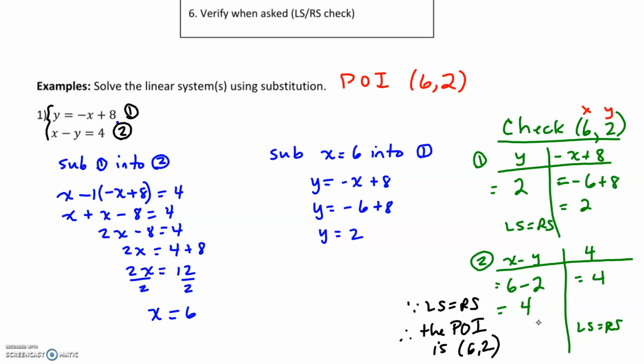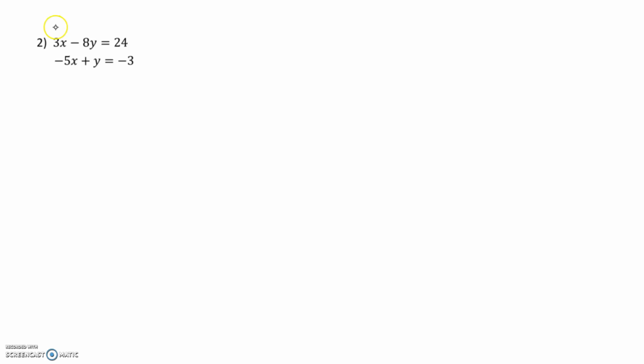We're going to follow the same steps for these two. So let's start. This is our linear system. This is equation 1, and this is equation 2. First I have to rearrange one of the equations so that x or y is by itself. I can see in equation 2, y doesn't have a coefficient, so that would be the easiest equation to isolate for y. So we're going to isolate y in 2.